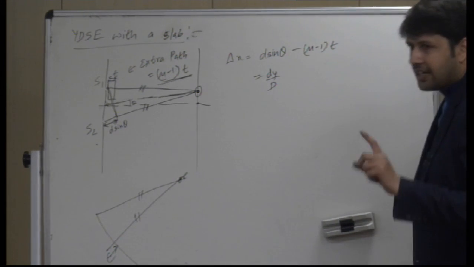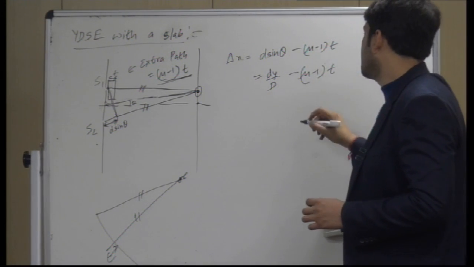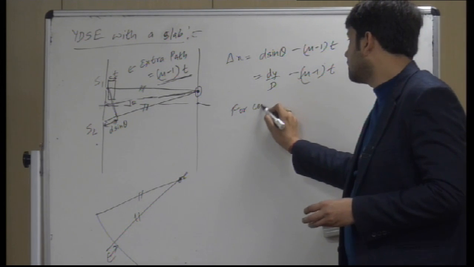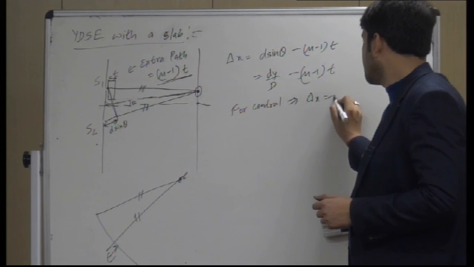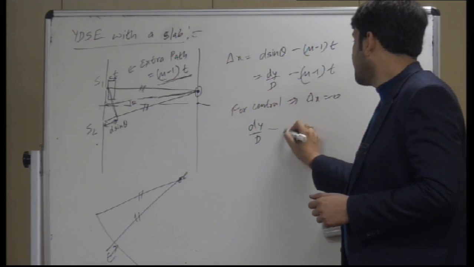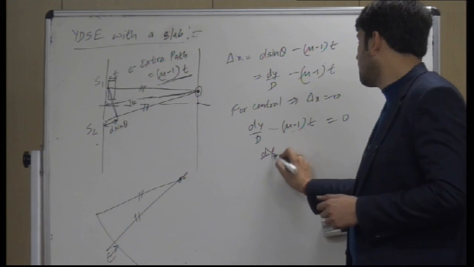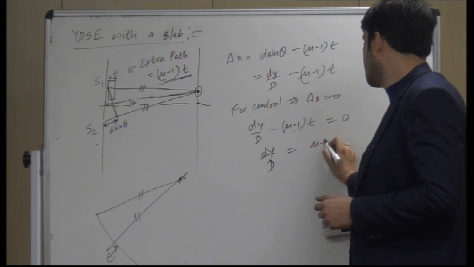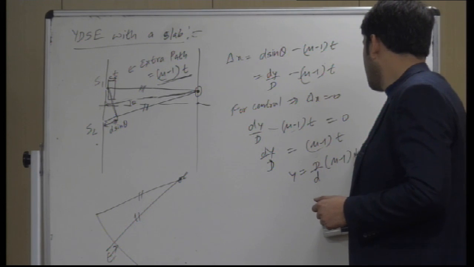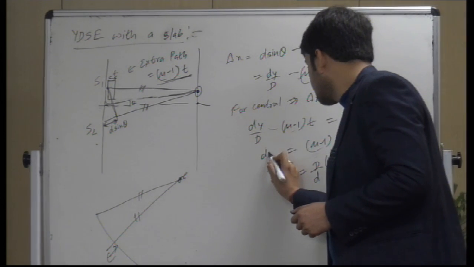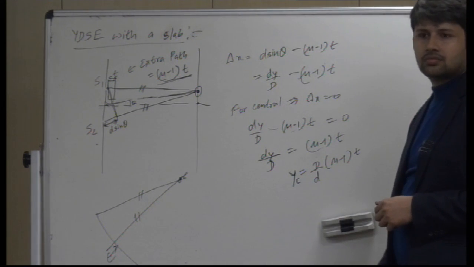For central, you already know the path difference is 0. So minus (mu minus 1) into T. This is for central. What will happen? Delta x is equal to 0. So yd by capital D minus (mu minus 1) into T is equal to 0. You can find y. Okay, this is the position for central, y naught.